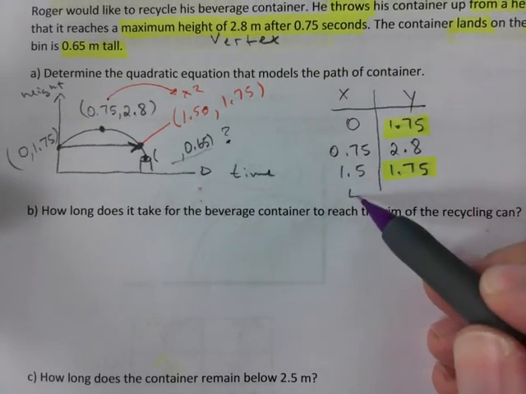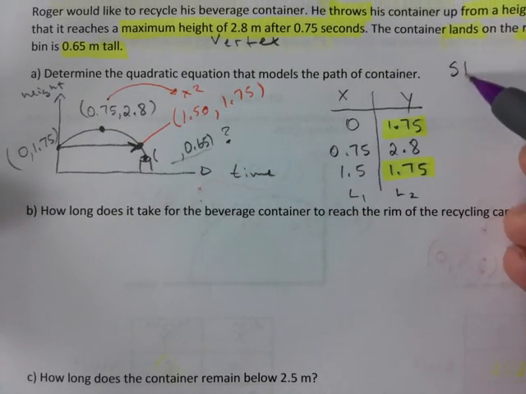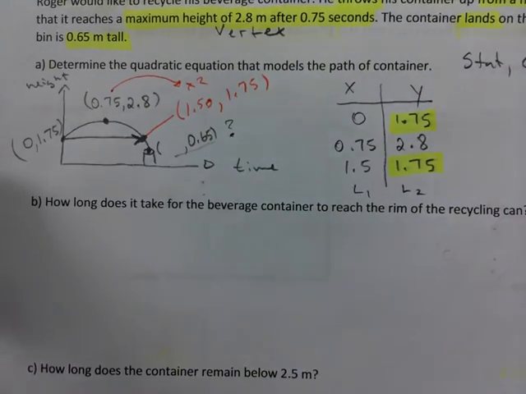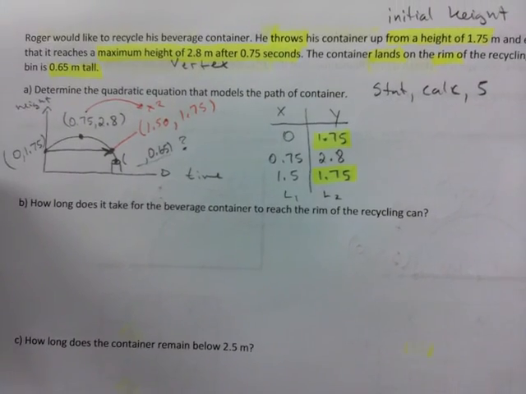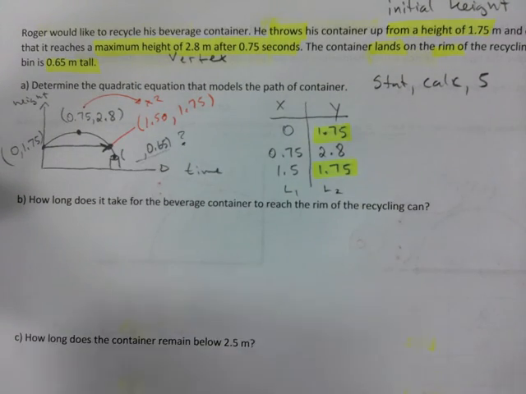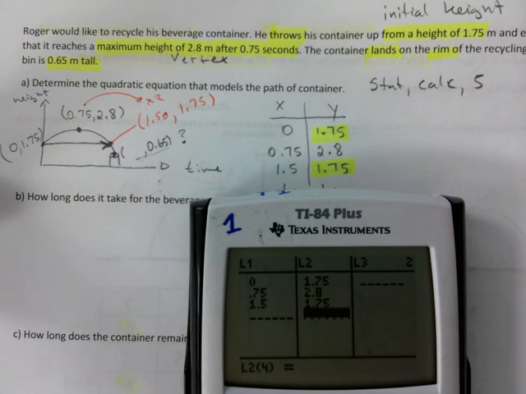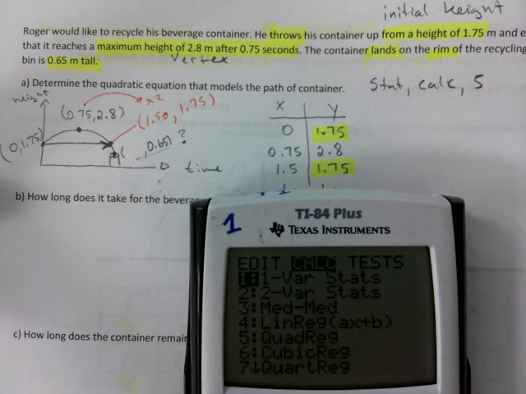Now we go L1, L2, stat, calc, 5. Should have left you way more room there. But let's go ahead and do that. So go to your L1 and L2. So it's 0, 0.75, 1.5, 1.75, 2.8, 1.75. I will double check if you did this right, okay? Takes a few seconds, and then you go and perform the regression.